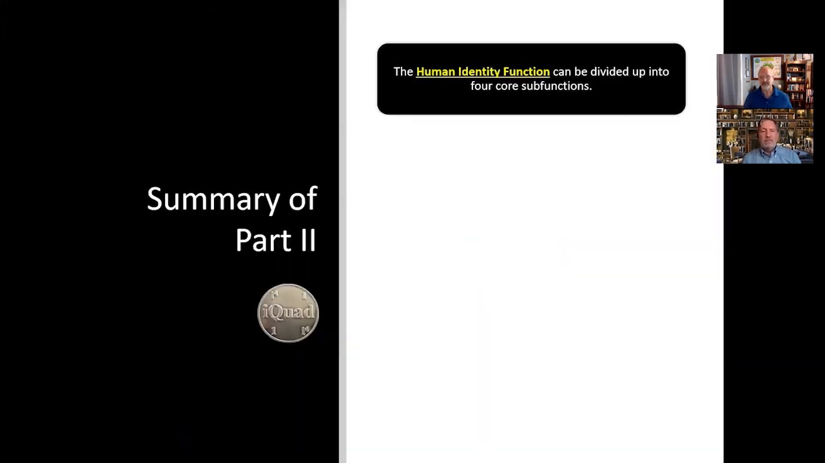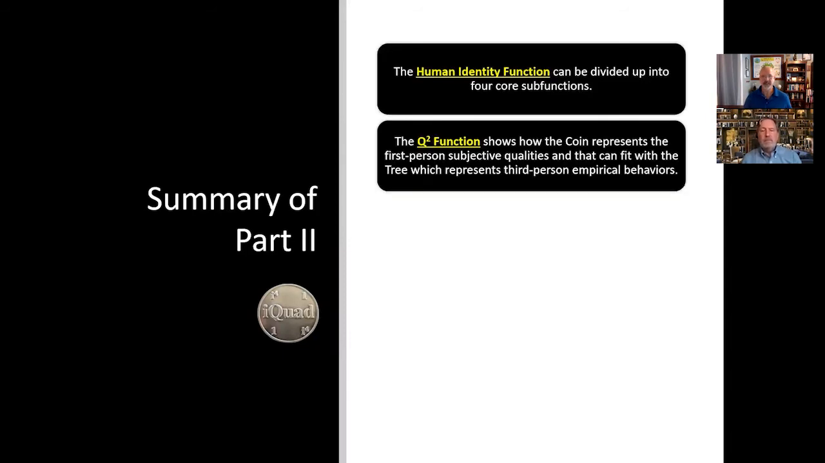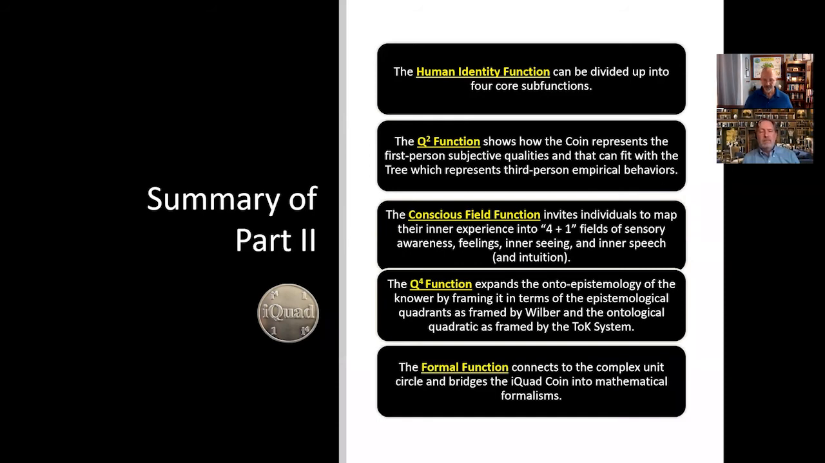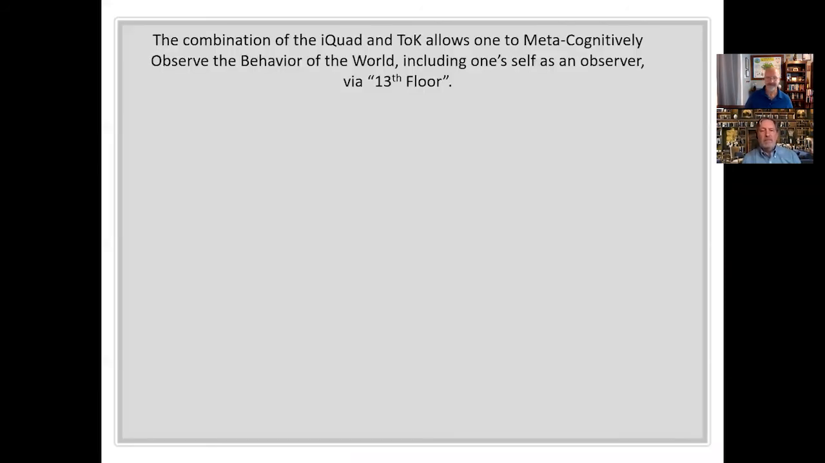Okay, so bottom line is human identity function is divided up into these 4 subfunctions: Q2, conscious field, Q4, and the formal function. Okay, ultimately then, and I think this wraps it up, the combination summary point of iQuad and TOK allows one to deepen one's metacognitive observing capacity, to understand oneself as an observer. And then I'm going to situate this by pulling the periodic table of behavior in.